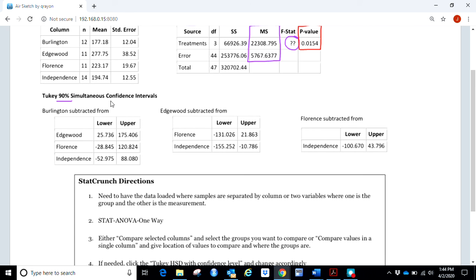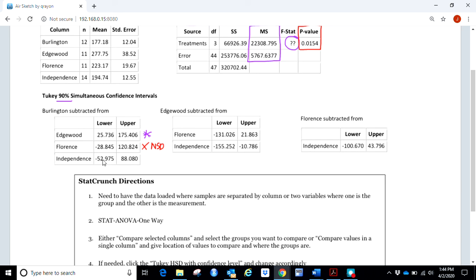So let's go through each of these intervals and see if 0 is included or not. So if I go from 25.7 to 175, does that include 0? Nope, that one's all positive, so that's going to be a useful interval for me to look at. If I look at the next one, a negative 28 to a positive 120, does that one include 0? This time it does, because I went from a negative number to a positive number. That's what I mean when I say it crosses 0, is if I go from a negative number to a positive number. So there's really no significant difference for this group.